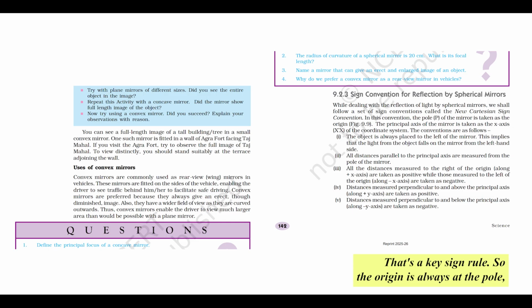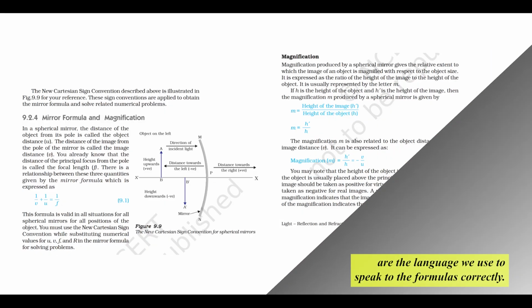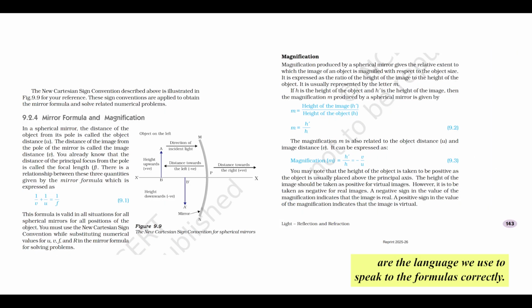So the origin is always at the pole, and we follow a standard sign system like in math class. This makes sense for consistency. Are there specific formulas that use these conventions then? Yes, absolutely. These conventions are the language we use to apply the formulas correctly.